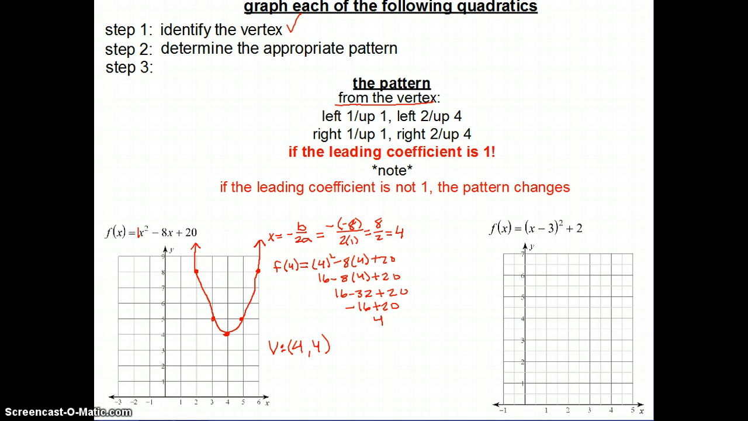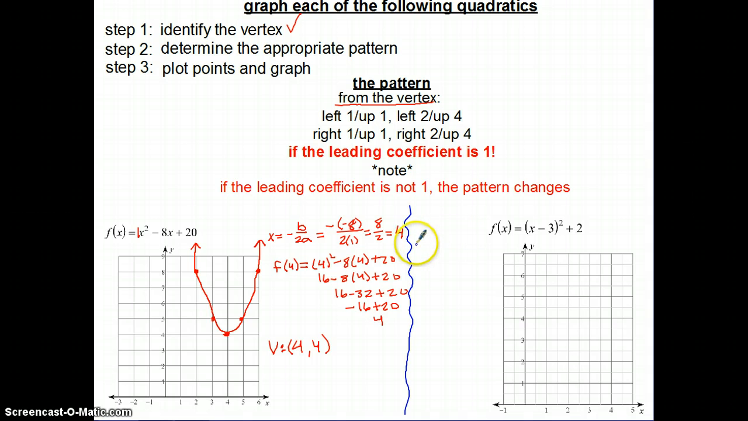Note, if the leading coefficient is not 1, then your pattern changes, and we'll address that later in the video. Step 3, after we determine the pattern, we plot the points and graph, which we did. So we'll go ahead and follow these 3 steps for the example on the right.